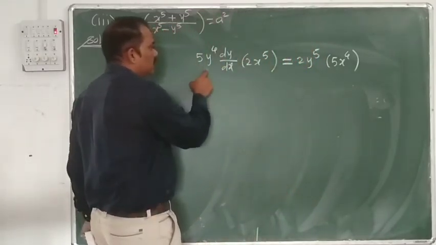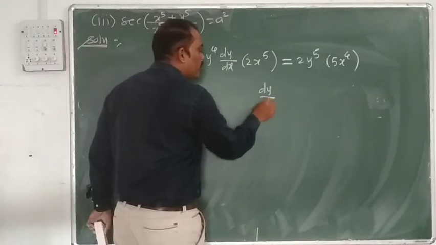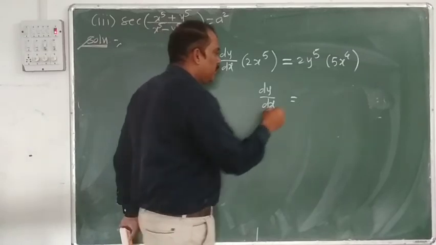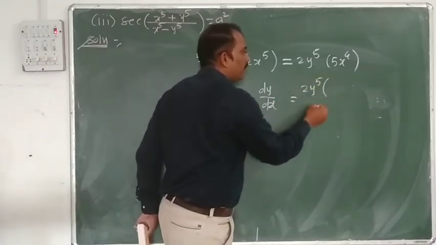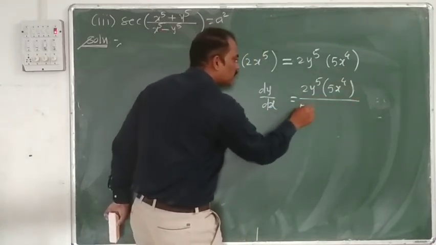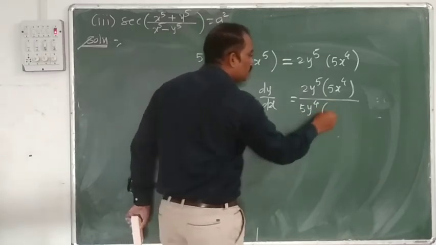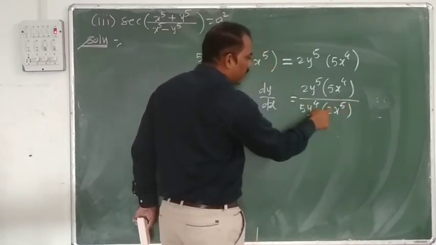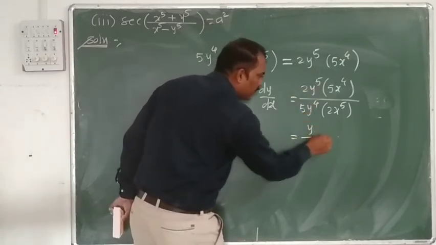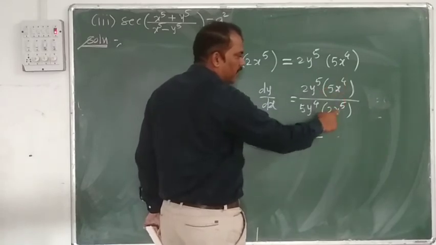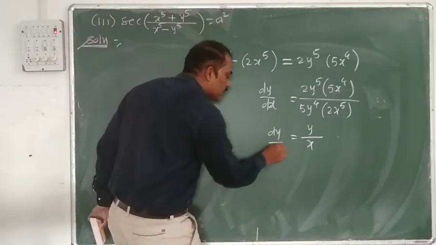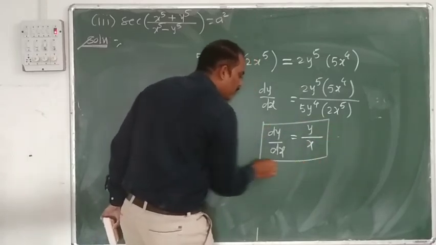what we have to get, see here, dy by dx is equal to, all these factors are multiplied, when you transfer to the RHS, they must be divided, so that 2 times y raised to 5 into 5 times x raised to 4 divided by 5 times y raised to 4 into 2 times x raised to 5. 2 gets cancelled, 5 gets cancelled. Here y raised to 4, here y raised to 4, so that in the numerator only y is there. Here x raised to 4 is there, here x raised to 5, so that in the denominator only x is there. So that dy by dx is equal to y upon x.